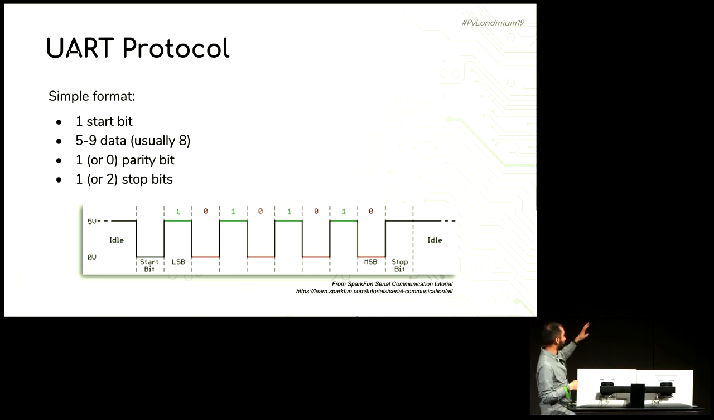So let's have a look at the signal itself. So let's say we have a device. The signal is idle, so it's not doing anything. And that device wants to send some data. The first thing that they will do is send the start bit. So it goes from high to low for one cycle.